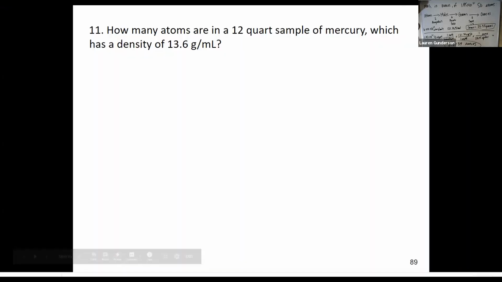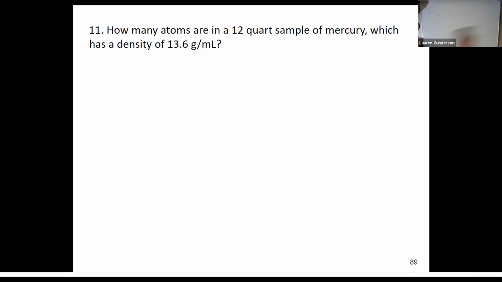For this next example, we're given the volume and the density of mercury, and we're asked how many atoms there are. Let's write down this info.